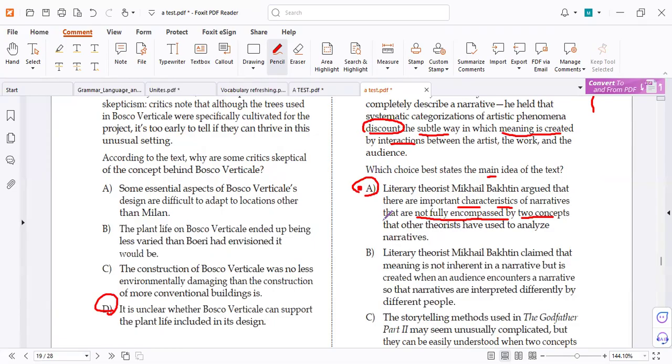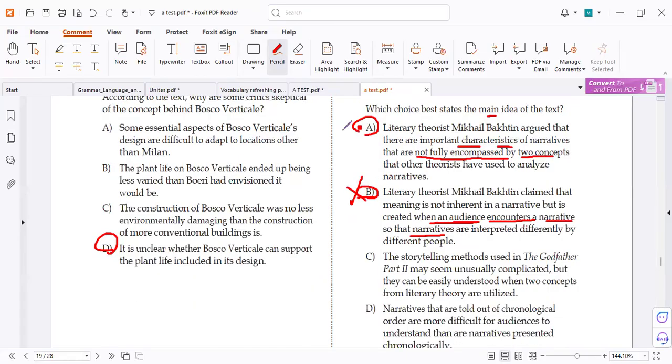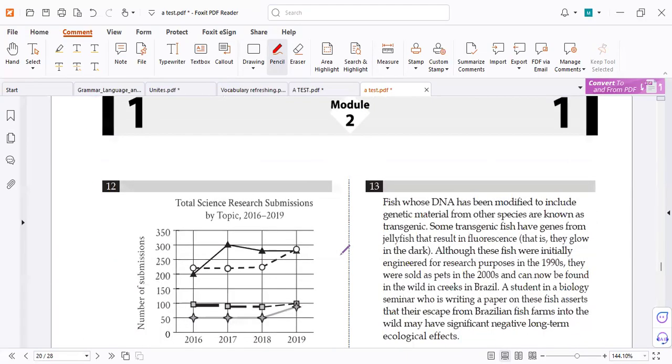Anyway, come on. And of course, letter B, he added an idea not mentioned, by the way. It does not talk about the audience. So it's wrong. All right, you can revise again with the answers. Come on. Number 12.